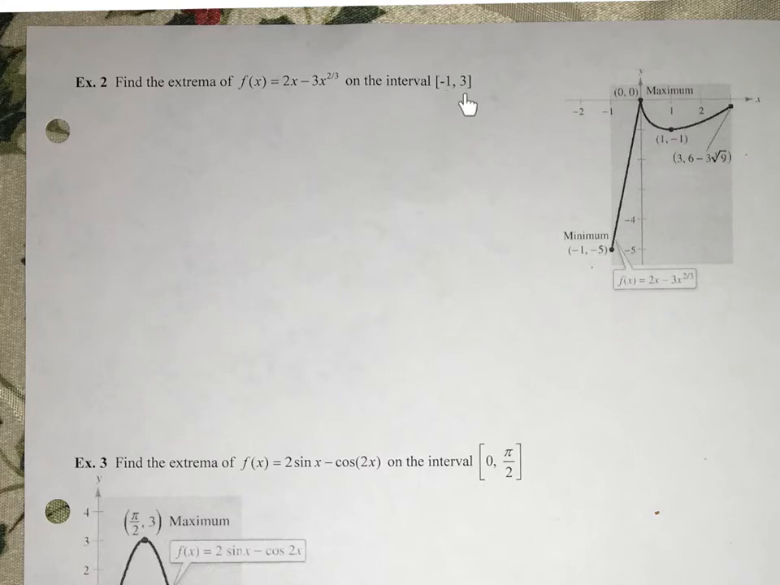So what we're going to do is find all the candidates and then test those candidates to see which one produces the smallest y value and which produces the largest one. So our candidates are endpoints, so we have two candidates right here, -1 and +3. But to find the other candidates, we need to find the derivative of f of x. So let's take our derivative.